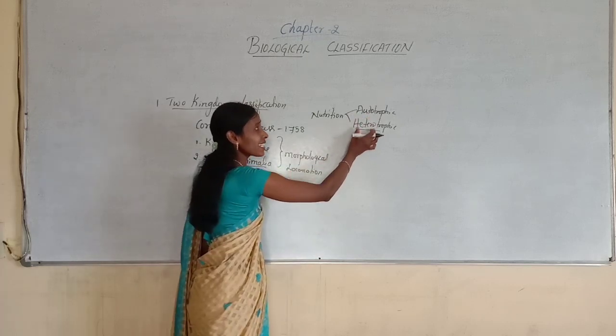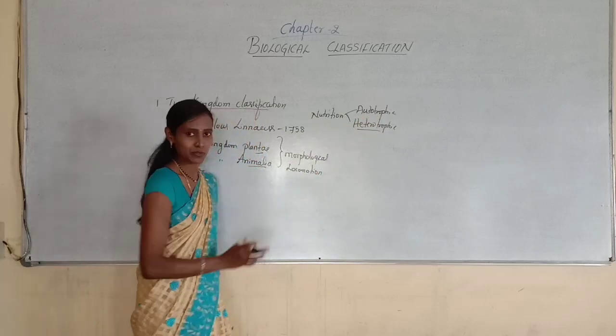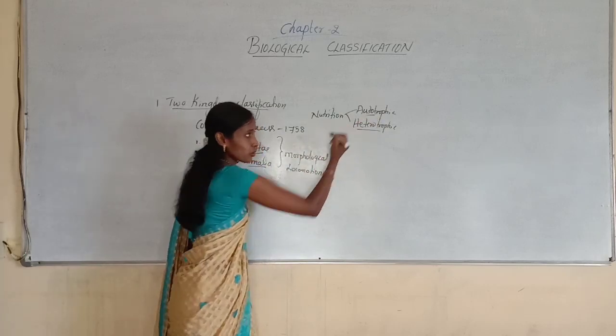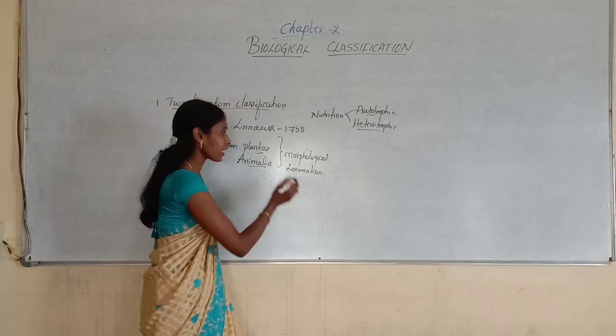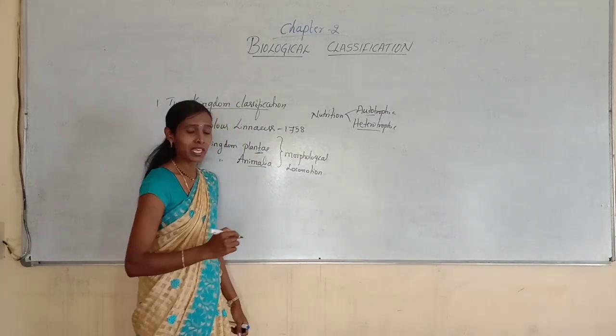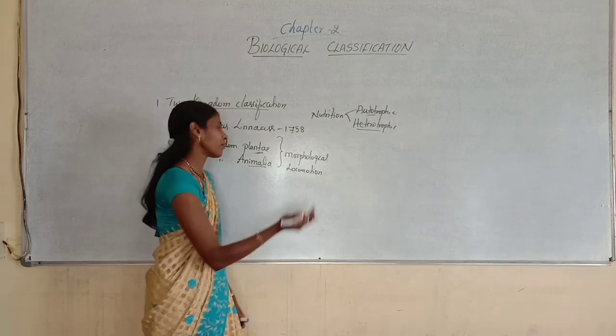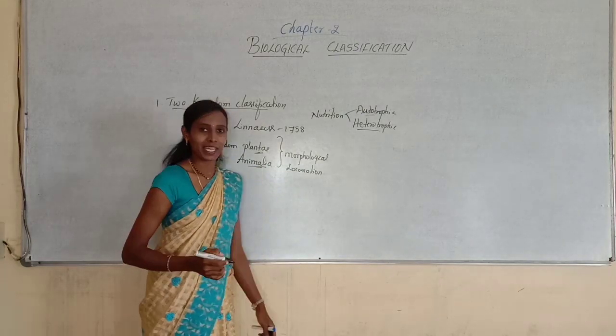So this criterion is also considered for this classification. If the organisms are autotrophic, able to prepare their own food, they are included in Plantae. If they cannot prepare their own food, they are included in kingdom Animalia.